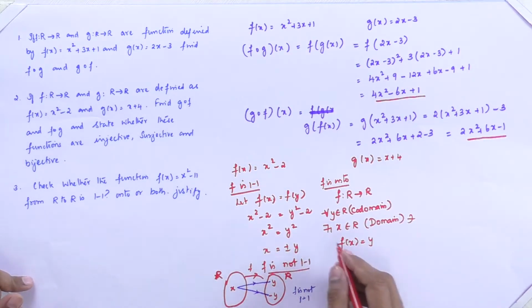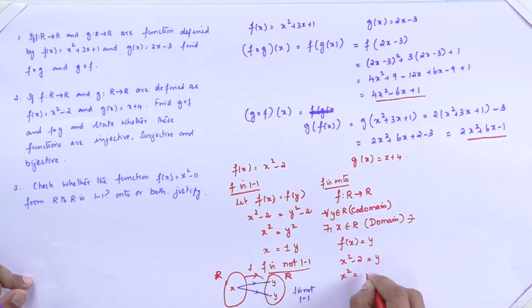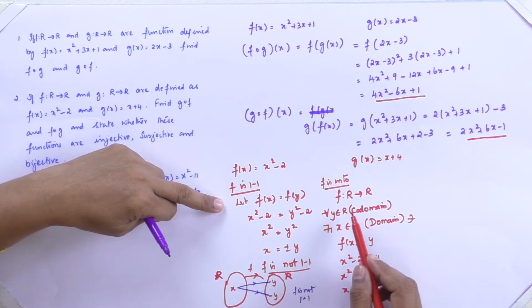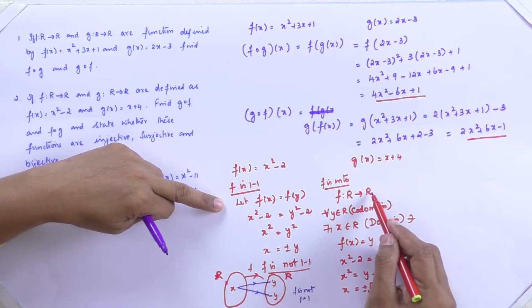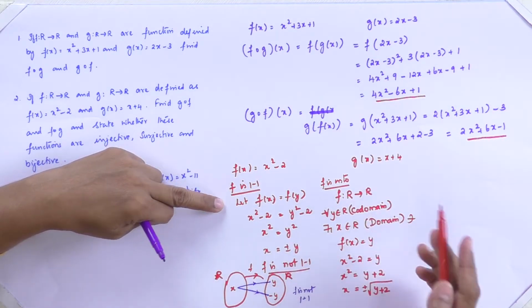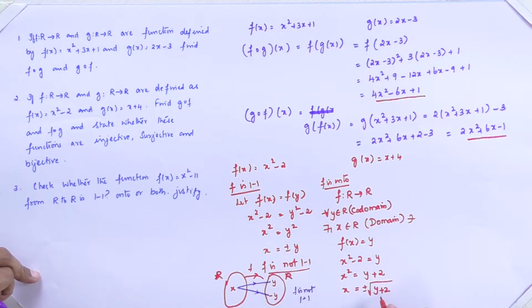My f of x is x square minus 2 equal to y. So now you try to find out what x is. x square will be equal to y plus 2, or x will be equal to plus or minus square root of y plus 2. Now for every element y belonging to the real number codomain, I should try to prove that x also belongs to the domain set, which is again the set of all real numbers. Let me check now. Suppose for example my y is equal to 0, I will get root 2, which is a real number.